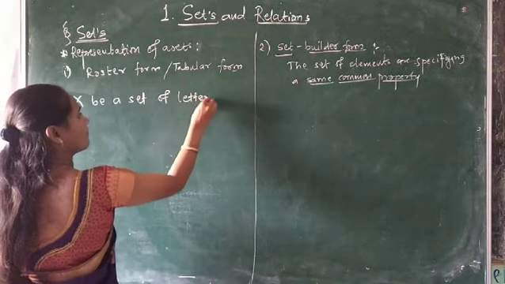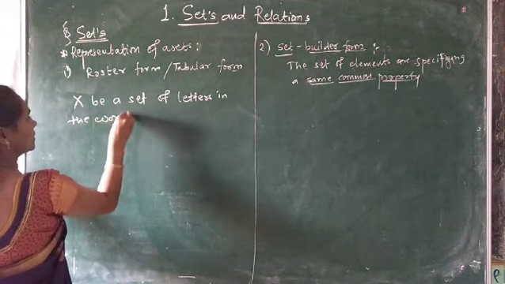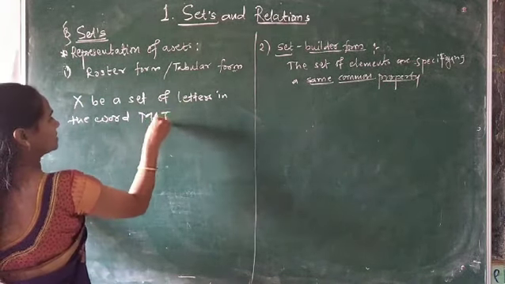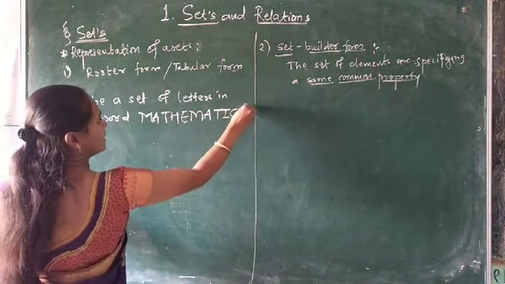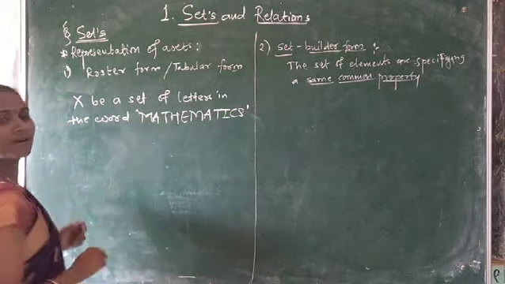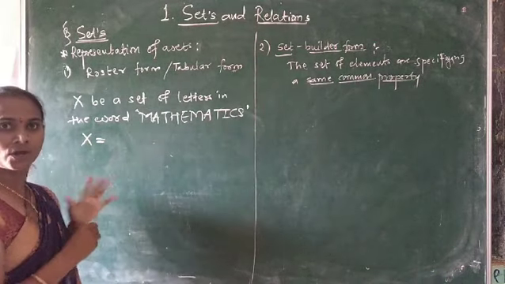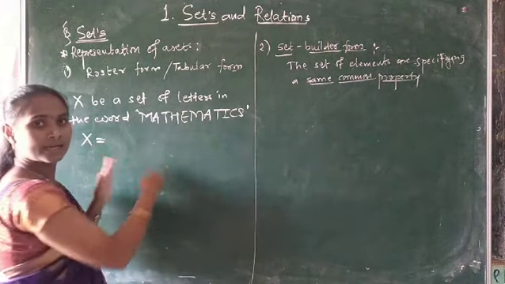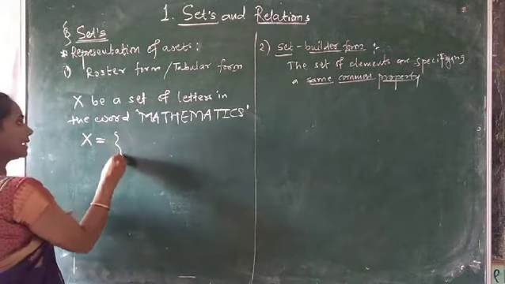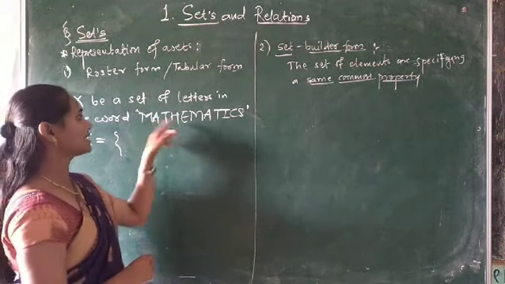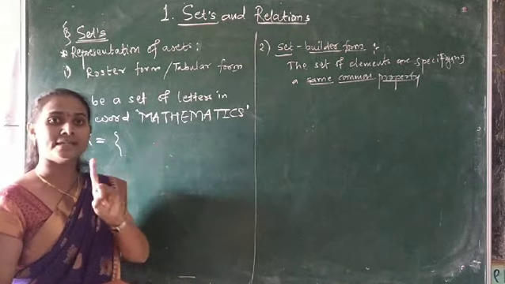letters in the word mathematics. X is a set of letters in the word mathematics. So I am writing this set in roster form. How? Write all the elements in curly brackets and separate every element from each other by using a comma. But remember that if any element is repeated, then don't write it twice. If an element is repeated, then write it only once.